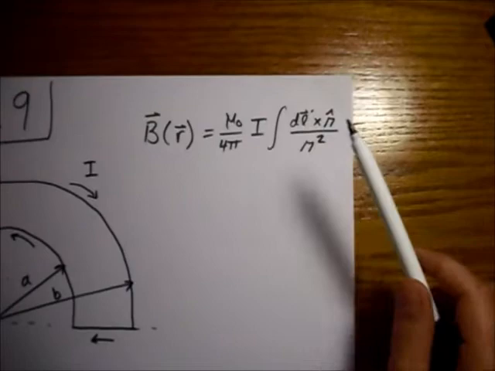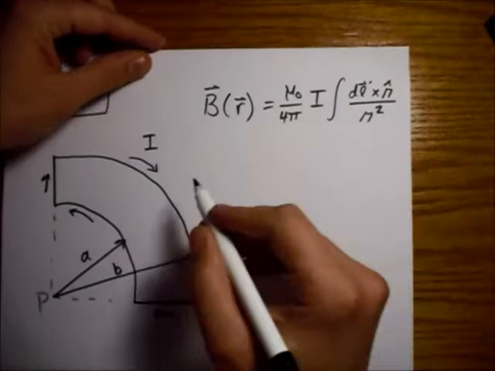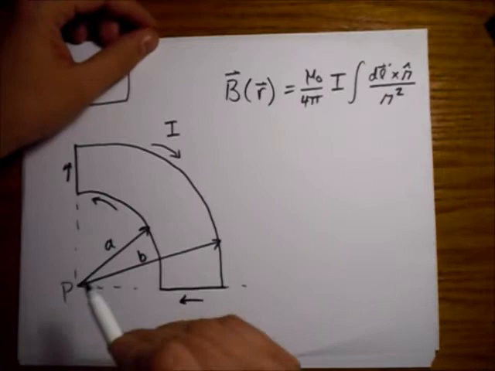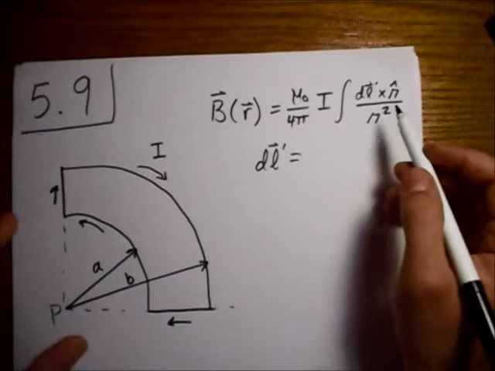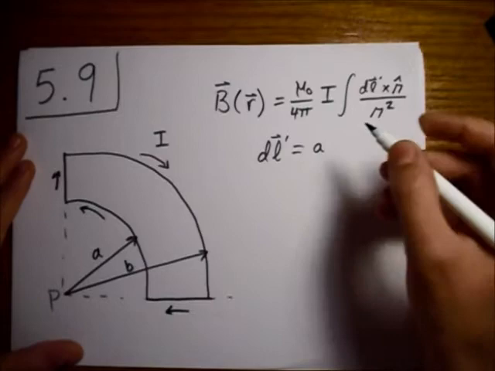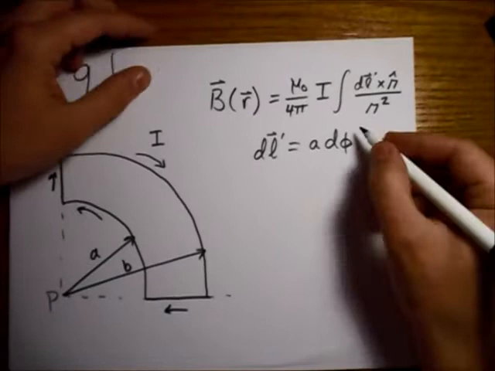All right, so real quick, we'll look at this. Again, we're looking only at this inner arc at radius a first. So our dl prime, we're using cylindrical coordinates. We're out at a radius a, so that's a dφ prime, or dl prime, or whatever. All right.